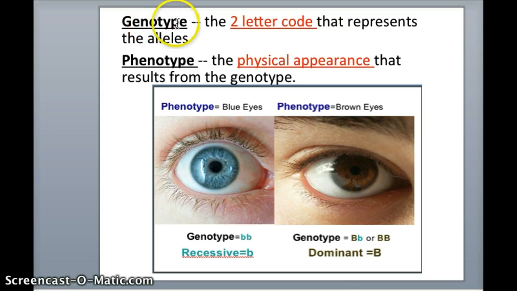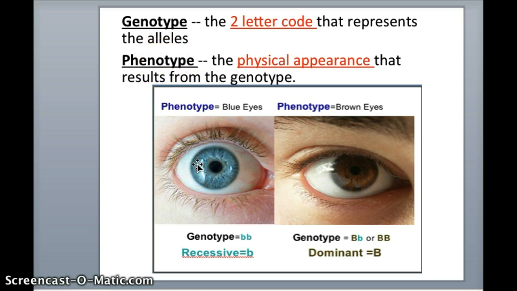So again, the genotype is the two-letter code that represents the alleles. There's another term called phenotype. Phenotype, physical, try to make that connection: phenotype, physical. So the physical appearance that results from this genotype is called a phenotype. So let me give you an example.